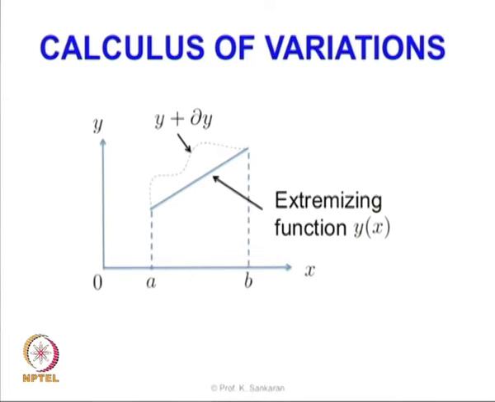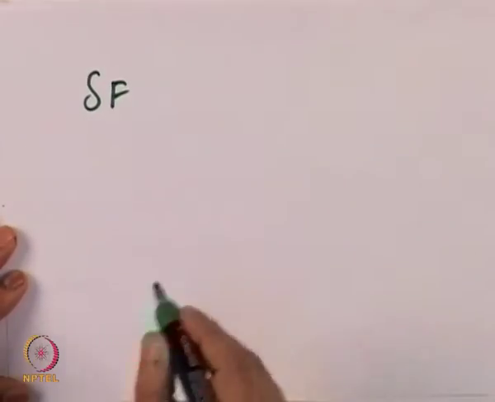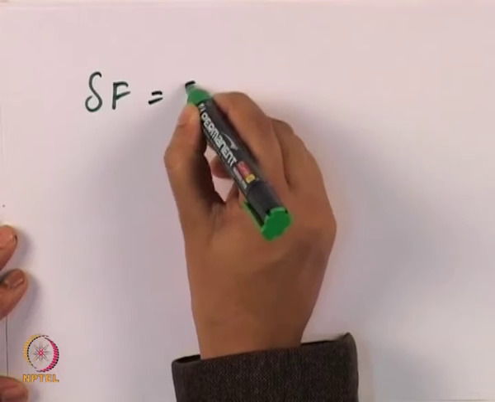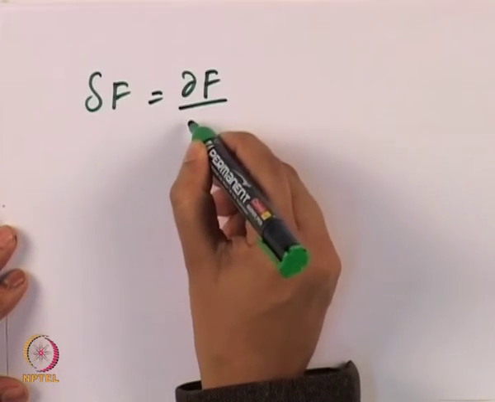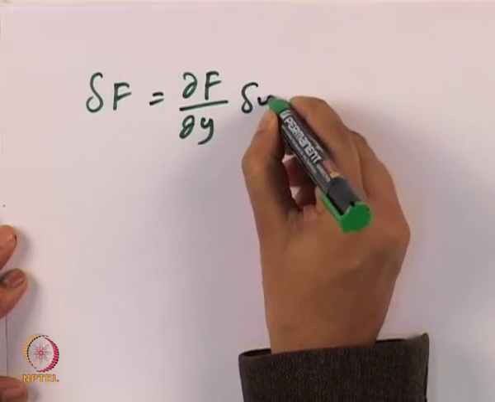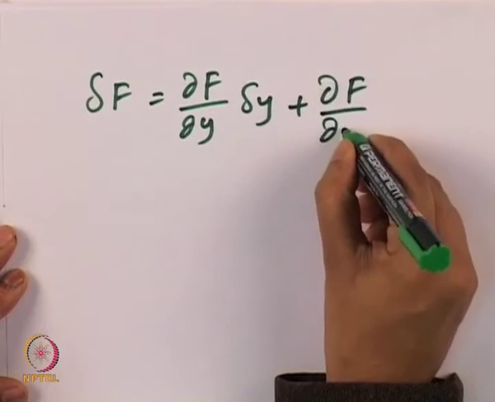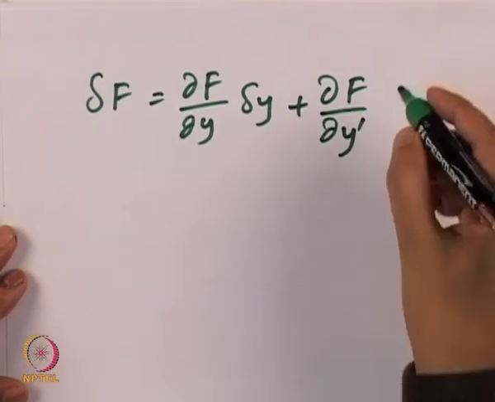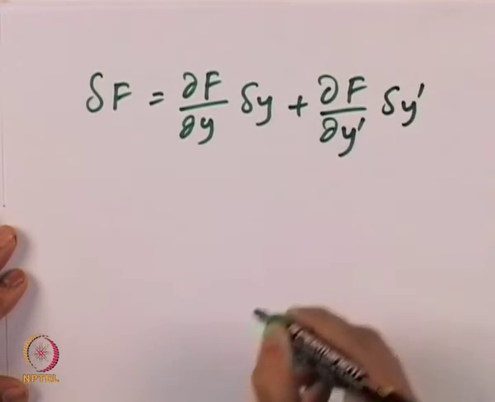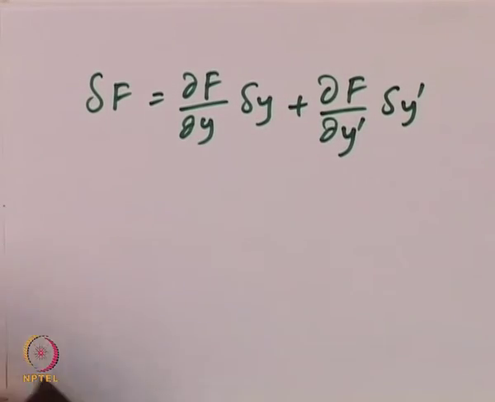So we can write the entire equation as dou f is equal to the partial differentiation of f with respect to y multiplied by the small change in y, plus partial differentiation with respect to y dash and the small change in y dash. So this is the basic assumption here.